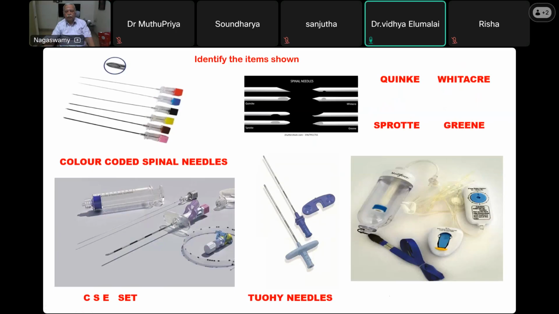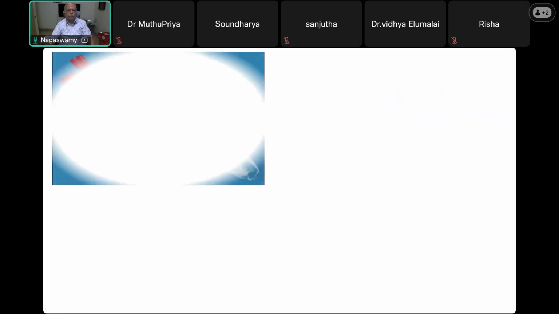Patient controlled analgesia. The whole set is called an elastomeric pump. It is an infusion pump which can be used for post-op pain relief. And of course, the patient also can control this by pressing the button. But this is called the elastomeric infusion pump used for post-op analgesia.